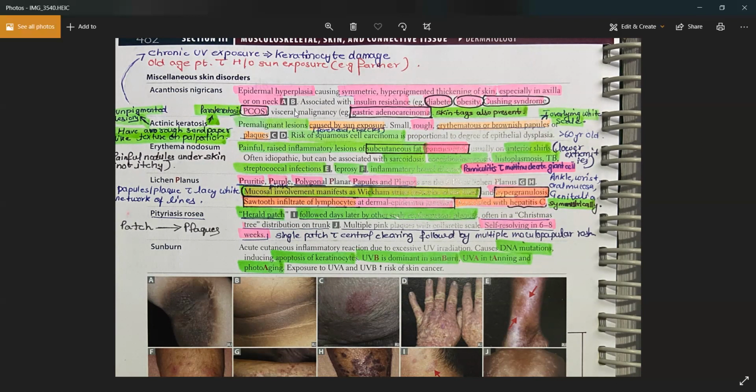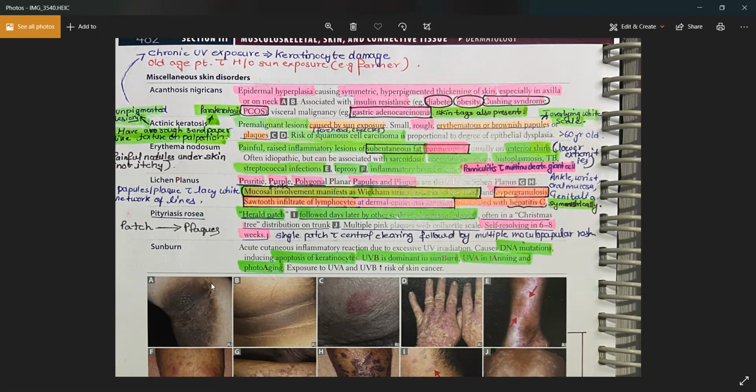Especially these thickenings will be present on the skin folds, like the axilla, like the neck. Okay. And these conditions are associated with insulin resistance, like seen in diabetes, in obesity, in PCOS, right? You will get the condition in Cushing syndrome also. Apart from insulin resistance, this condition will also be present in malignancy of the GI tract, like in gastric adenocarcinoma, right? And you can also get skin tags on acanthosis nigricans.